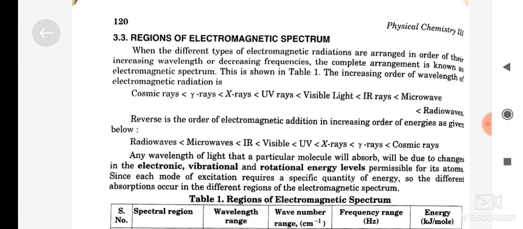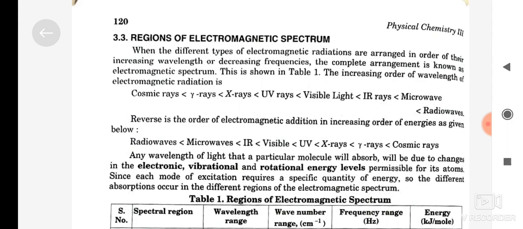Regions of the electromagnetic spectrum. When the different types of electromagnetic radiations are arranged in order of their increasing wavelength or decreasing frequency, the complete arrangement is known as the electromagnetic spectrum. This is shown in table 1. The increasing order of wavelength of electromagnetic radiation is cosmic ray, then gamma ray, then X-ray, then UV ray, visible ray, IR rays, microwaves and radio waves. Reverse is the order of electromagnetic radiation in increasing order of energy, as given below.